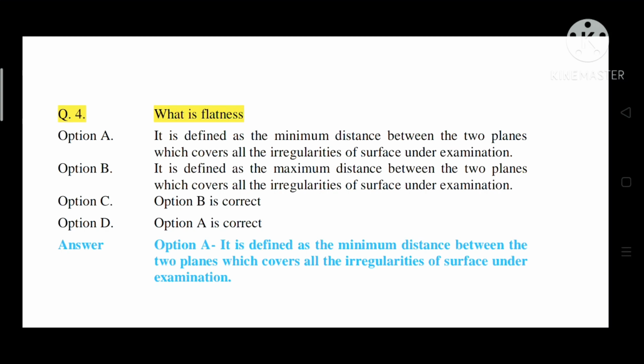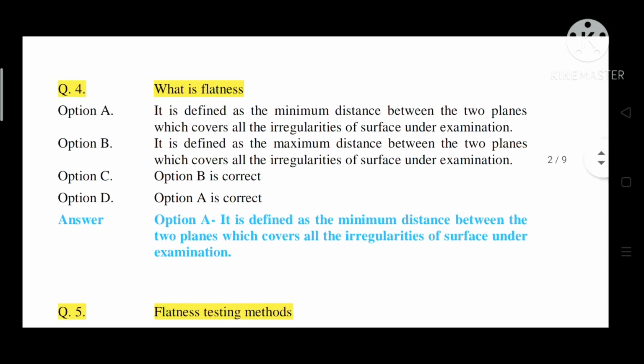So correct answer is option A, that is it is defined as the minimum distance between the two planes which covers all the irregularities of surface under examination.